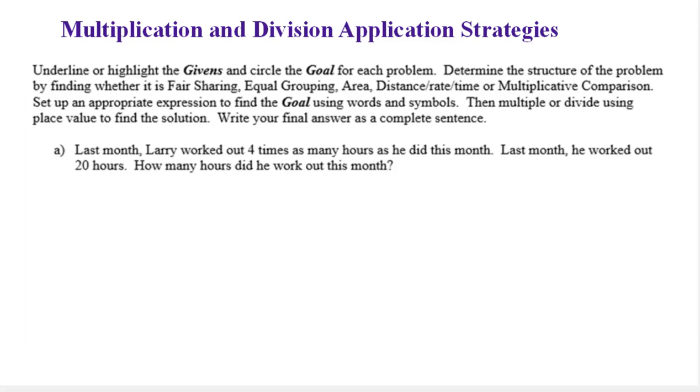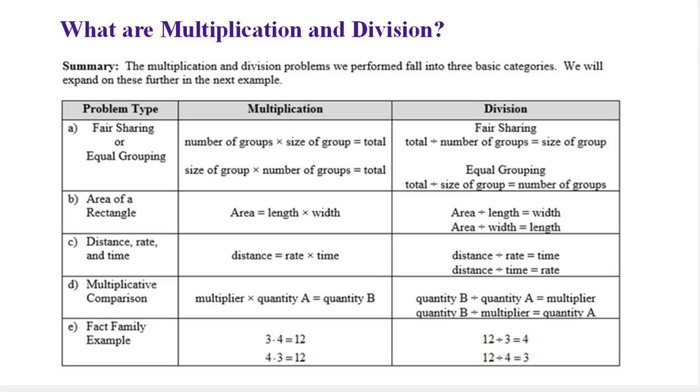In this video, we're going to look at multiplication and division application strategies. So we're going to use some of the forms that we learned in the last video, and here's a summary of these forms. We looked at fair sharing or equal grouping and how they related to multiplication and division. We looked at area of a rectangle, distance, rate, and time, again, multiplication and division, and multiplicative comparisons, when we multiplied one quantity by another because something was 3 times as large or 5 times as large. And here's the associated, what we call fact family, that shows how these structures are related to each other.